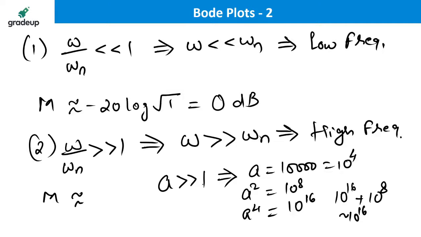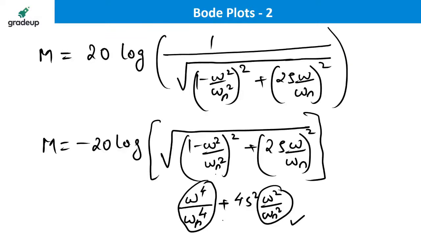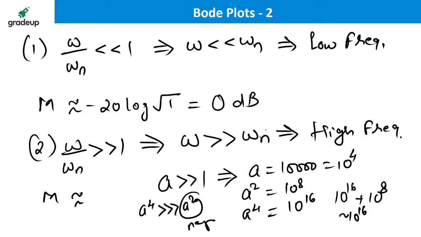That means if a is greater than 1, a raised to the power 4 will be much greater than a square, and hence this can be neglected. That is what I am going to use here. This is a square term, this is a fourth power term. The fourth power term will be dominant. I hope this is clear to you.